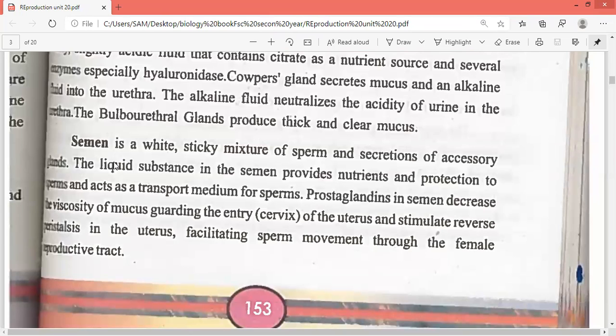Now, what is semen? Semen is the white liquid excreted from the male genitalia, a white sticky mixture of sperm and secretions of the accessory glands. The liquid substance in the semen provides nutrients and protection to the sperm and acts as a transport medium for the sperm. Prostaglandin and the sperm decrease the viscosity of the mucus guarding the entry to the cervix of the uterus.